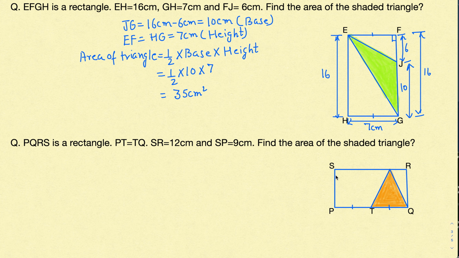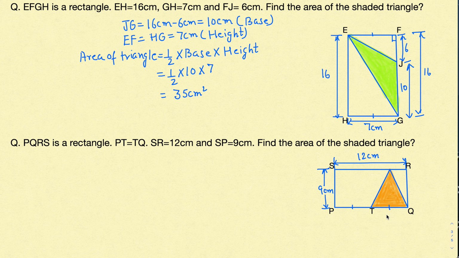And then we are given SP is 9 cm, right? SP is 9 cm. So we can show it here that it is 9 cm, right? And we are also given SR is 12 cm. So we can show it here as well. So that means the length of the rectangle is 12 cm and the width of the rectangle is 9 cm, right? Now we have to find the area of this shaded triangle, right?